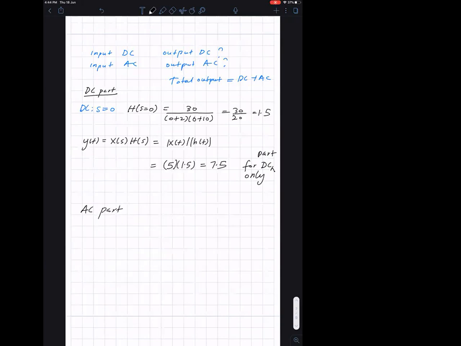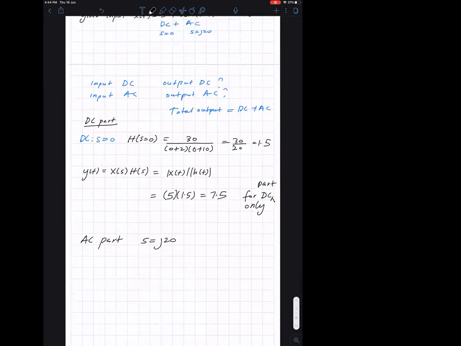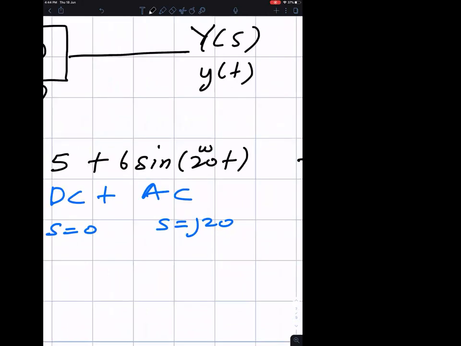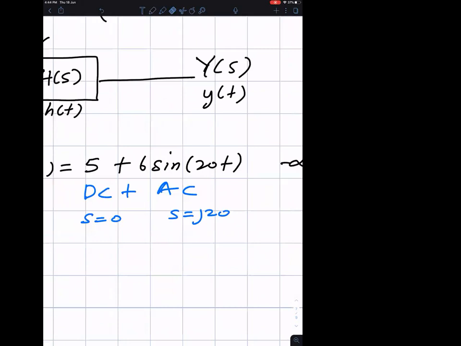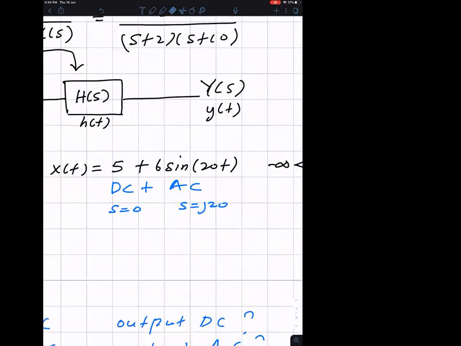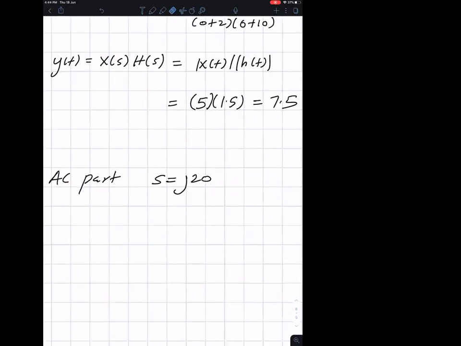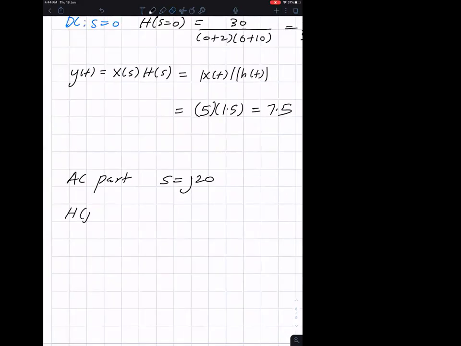So we have here j20. The frequency can be found from here. This is the frequency, right here, this is omega. Omega is 20, which is responsible for the imaginary part. Just plug that into the transfer function equation and evaluate that. I factorized this earlier so that it'll be easier to do that.